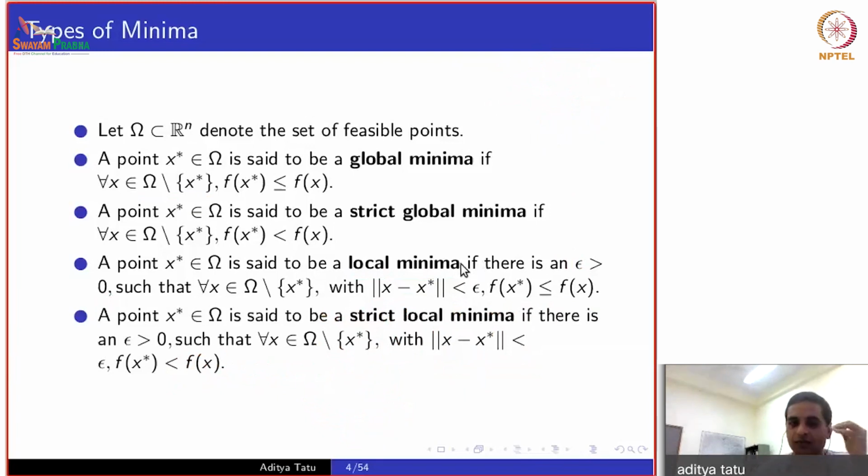Then refine this definition, you get what is called a strict local minima. The only difference is, in the previous case, all other points can have the same value as that of f of x star. In strict local minima, that is not allowed. All other points in the neighborhood must have values of the function strictly greater. That's the difference between strict and non-strict. Apart from that, there is no other difference.